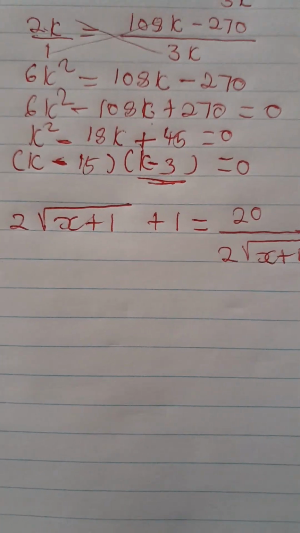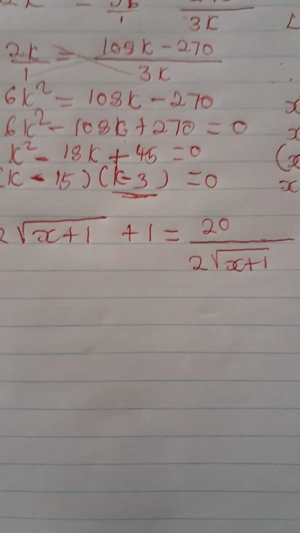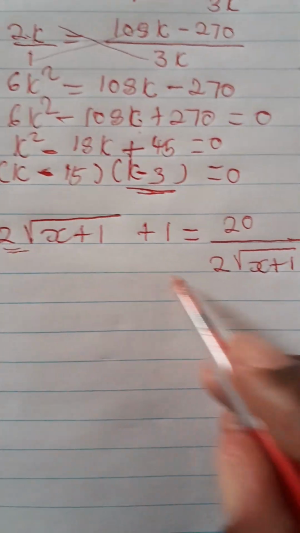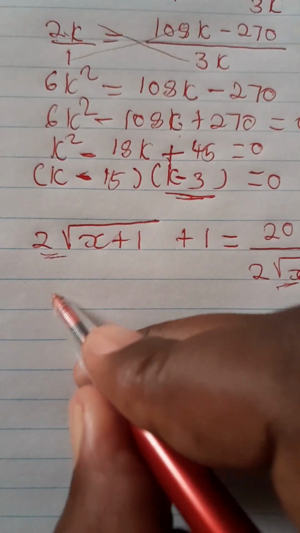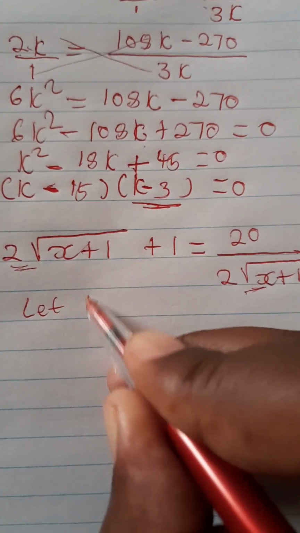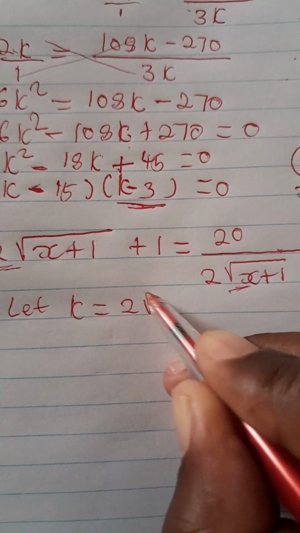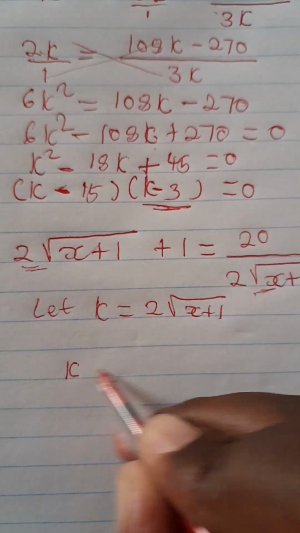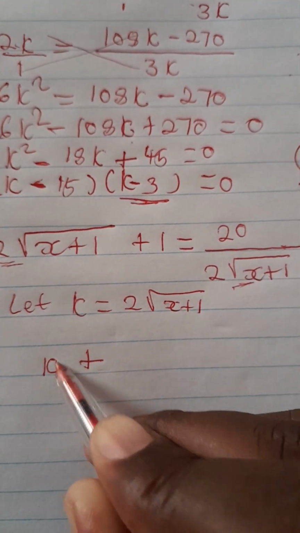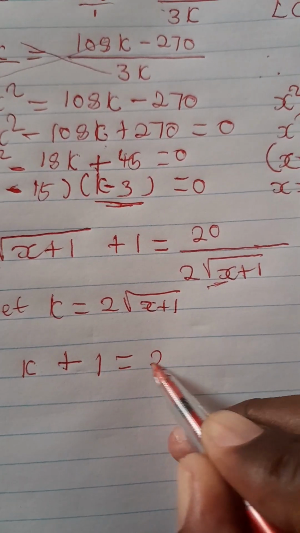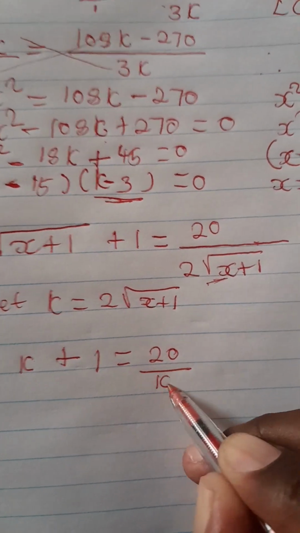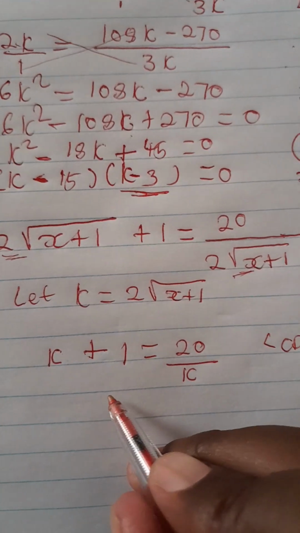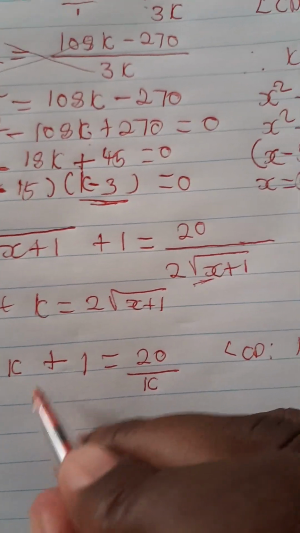Let's make it easier using a substitution method, the k method. There is a repeated factor here. We can see there's root 2x plus 1, root 2x plus 1. Let that be k. So let k be root 2x plus 1, meaning that where there is root 2x plus 1, let's place k. So we're going to have k plus 1 equated to 20 all over k. The LCD is k.